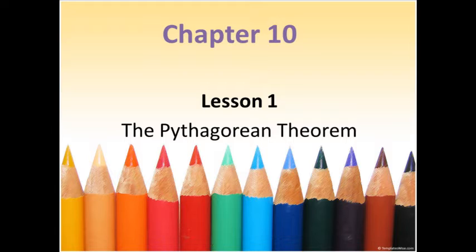Our objectives: first, state the Pythagorean theorem. Second, use the Pythagorean theorem to find the missing part in any right triangle. Third, solve problems using the Pythagorean theorem. Fourth, identify right triangles using the converse of the Pythagorean theorem.